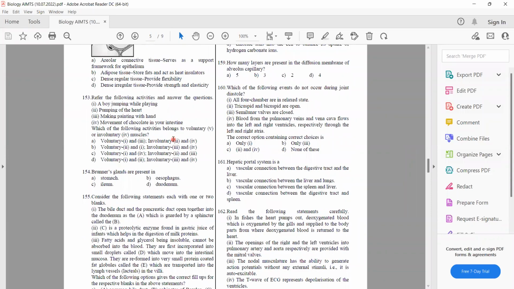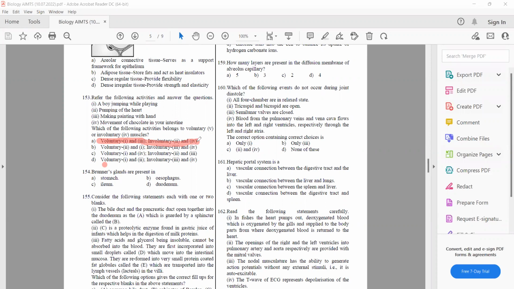153. This is a very interesting question, where we are supposed to identify the voluntary and involuntary muscles. When we talk about the first one, a boy jumping while playing, that is voluntary. Pumping of the heart is involuntary. Making a painting with hand, that is also voluntary, right? So 1 and 3 are voluntary, and involuntary will be 2 and 4. So movement of chyme in your intestine comes under the involuntary action.